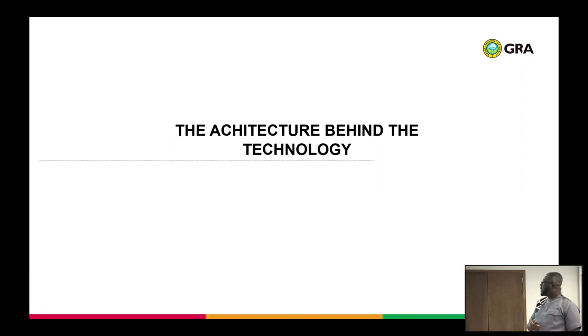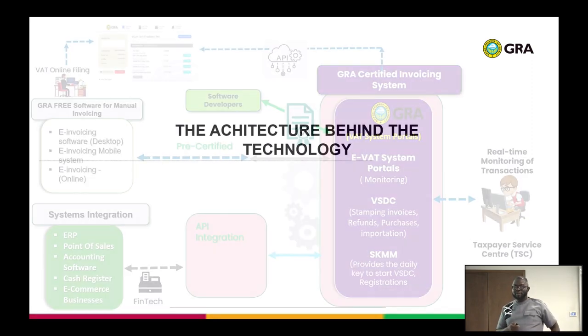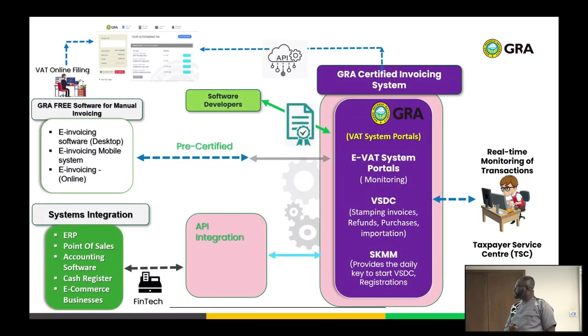Now, we're going to look at the architecture behind this technology, basically the flow of how the technology works. So if you follow me carefully here, on the right-hand side where we have the purple, that's basically the Commissioner General's invoicing system, what we call the certified invoicing system of the Commissioner General. And then on the left-hand side is where we have the taxpayer system. In between, it's just a communication channel between the taxpayer system and the Commissioner General system.